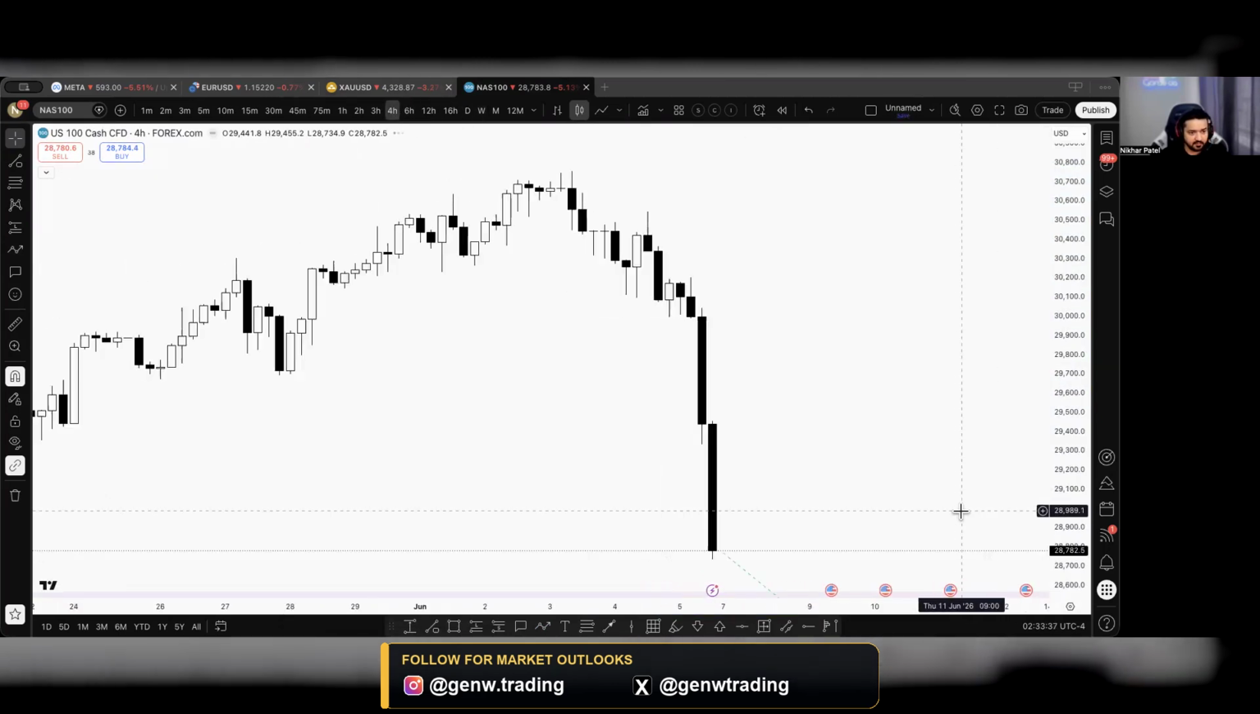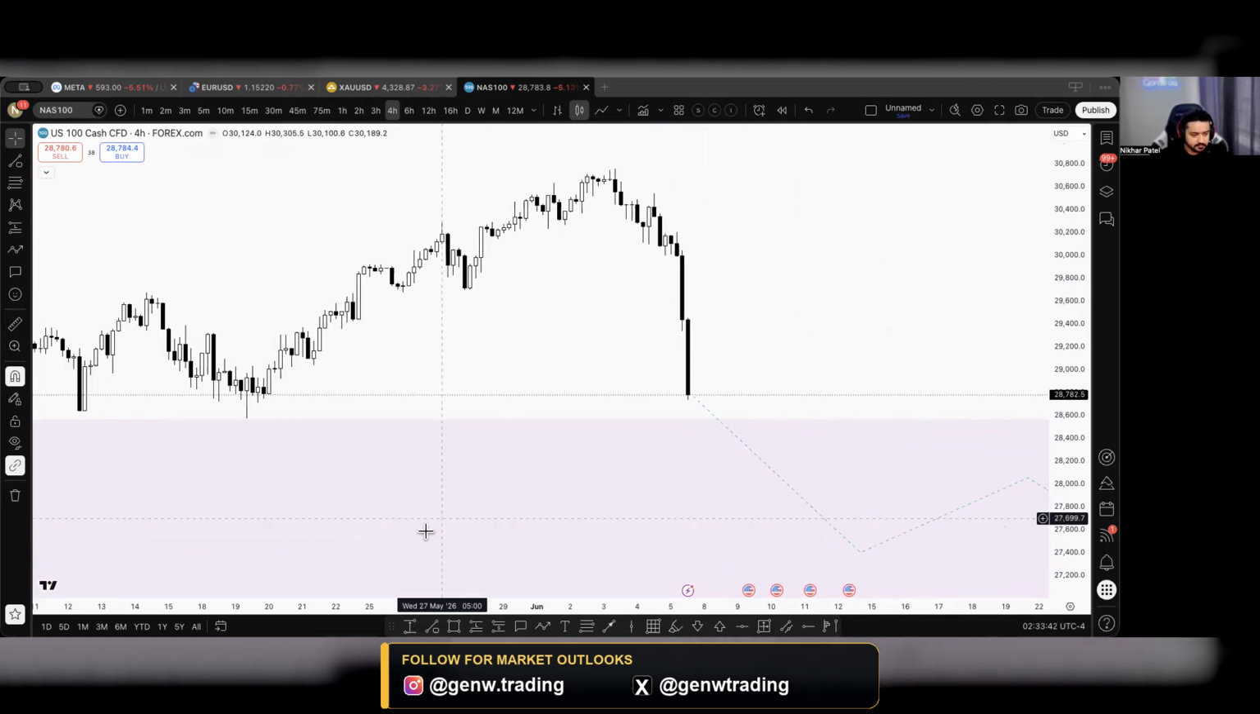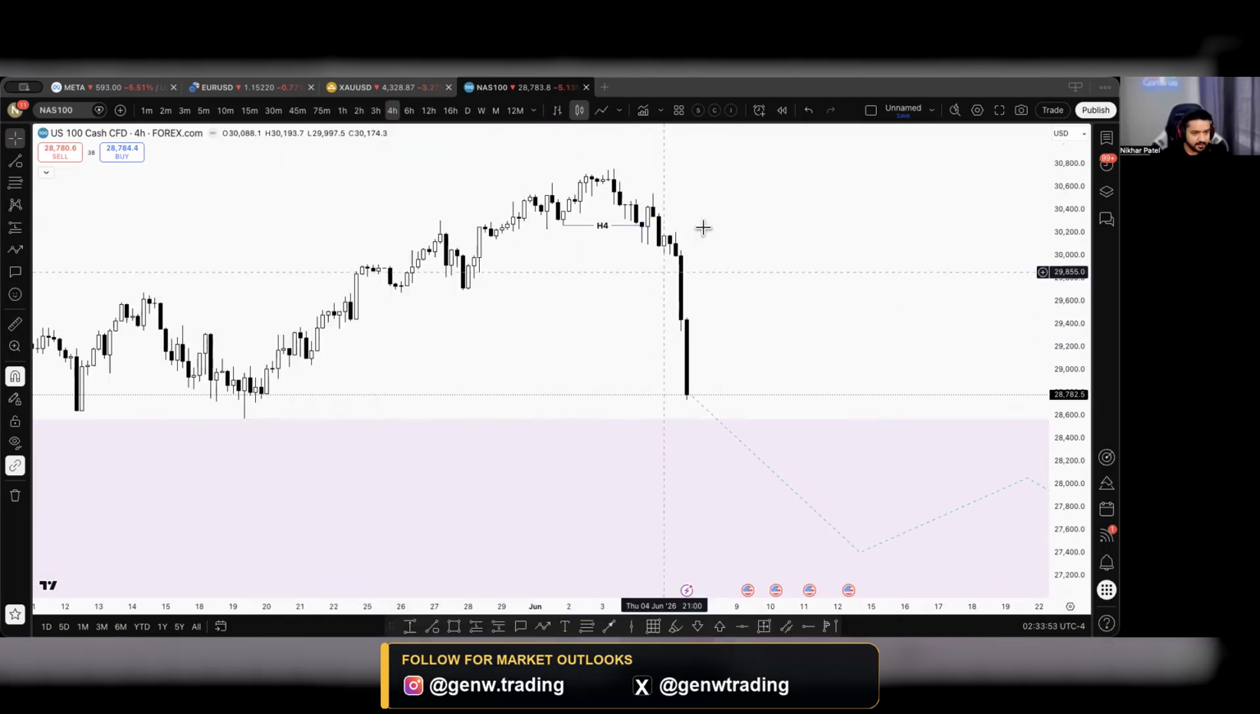So let's check out how H4 looks. Okay. So H4, the structure is definitely bearish. It broke down here and it had a huge sell off, right? This was the last bearish that we saw. And then after that, it was a huge sell off.